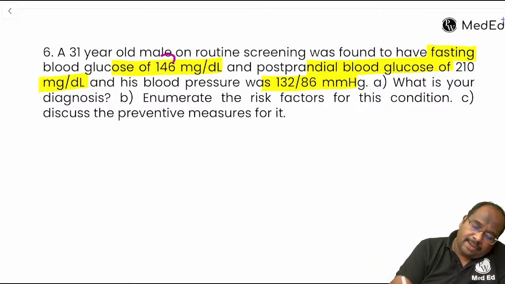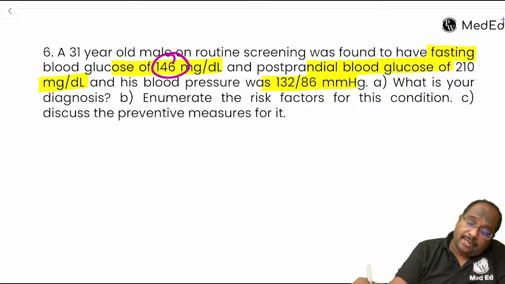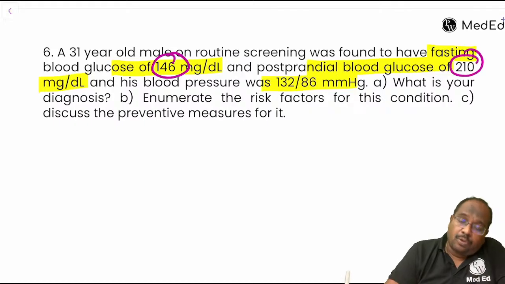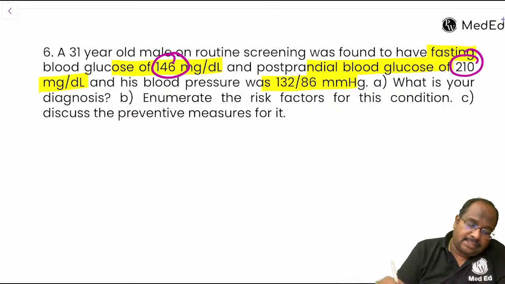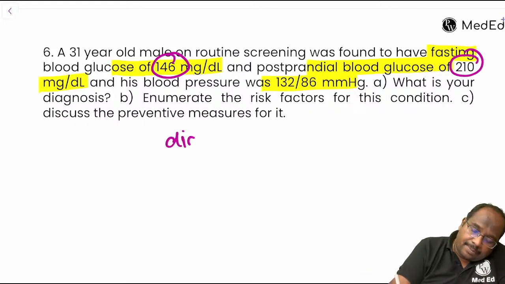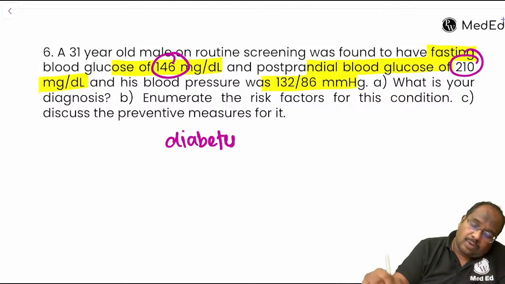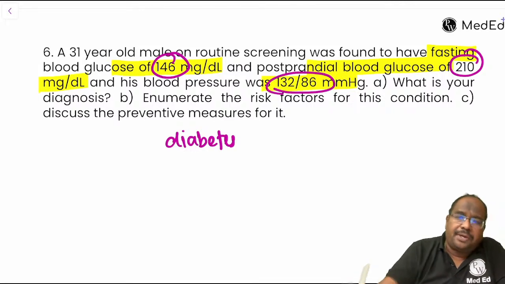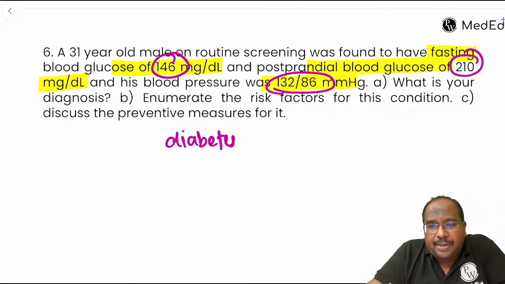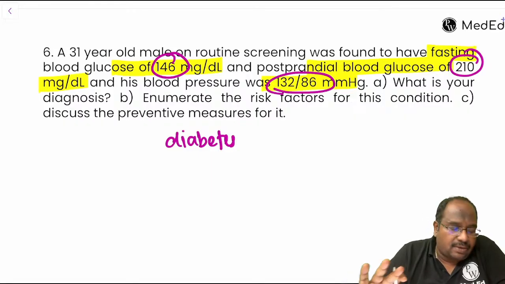So we have a fasting blood sugar of more than 126, a postprandial of more than 200. It's a case of diabetes. The blood pressure is 136, so we cannot say that he is hypertensive. So we can say this is a case of diabetes.